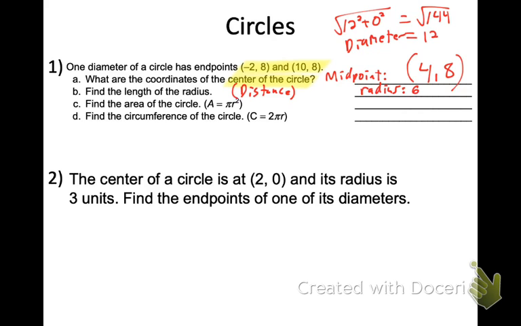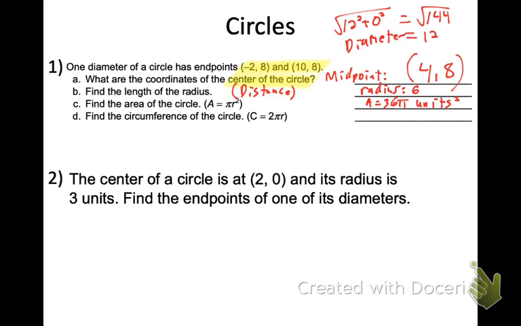Then we're going to extend this a little bit. Part C says find the area of the circle. Now we're going to leave this in terms of pi, which we did a lot of back in geometry and throughout this year. Area of the circle, remember, formula is A equals pi r squared, where r stands for the radius. So I'm going to take the radius, 6 squared is 36. So my area is going to be 36 pi units squared.